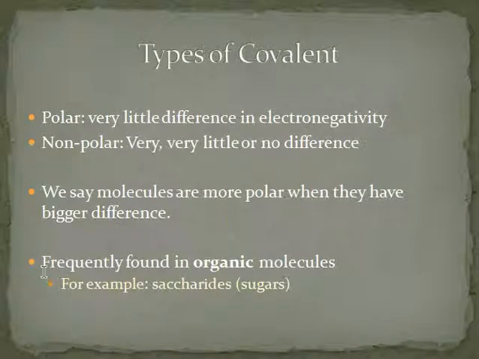We see covalent bonding frequently in organic molecules, for example, saccharides or sugars. Like if you think of the disaccharides where there's, say, a glucose and a galactose bound together. Those are bound by covalent interactions.